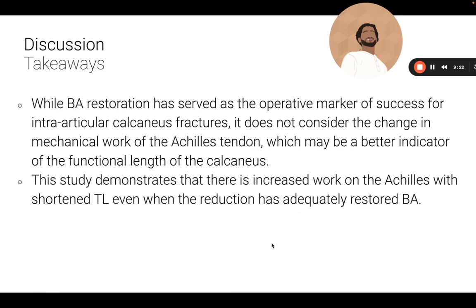So, some takeaways. While Bowler's angle restoration has traditionally been the operative marker for success with calcaneus fractures, it doesn't really consider the change of mechanical work of the Achilles tendon, and that might actually be a better indicator of the functional length of the calcaneus. This study shows that you, in fact, can have increased work on the Achilles when the tuber length is shortened, even when the reduction has adequately restored Bowler's angle.